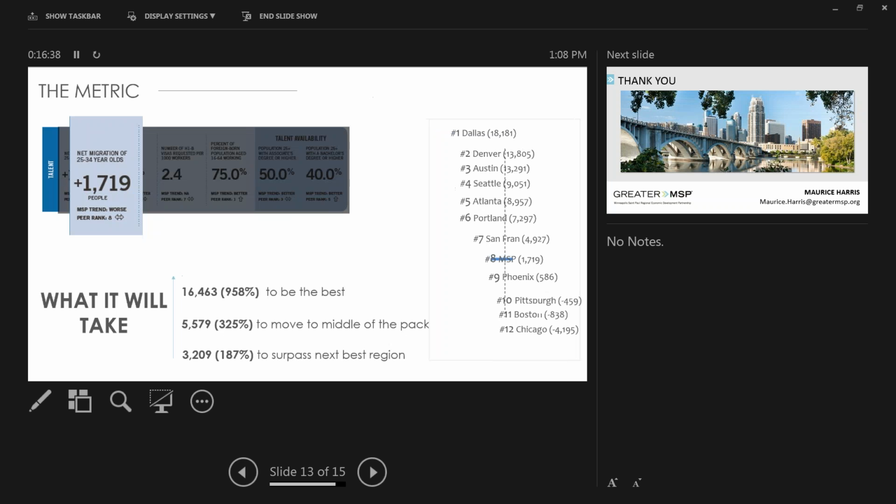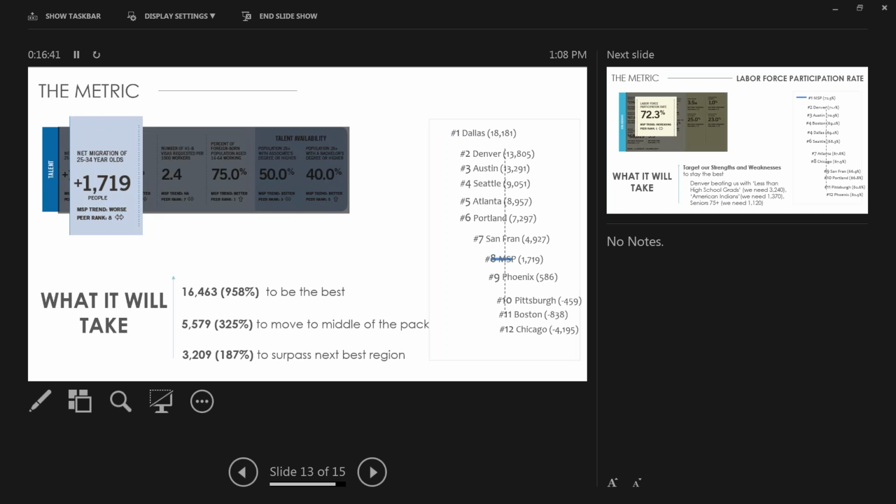Just going back one slide, the migration of younger people. This has been much discussed publicly, and lots of people are writing about it. There have been studies, I know, by maybe your organization and others about what attracts this group.